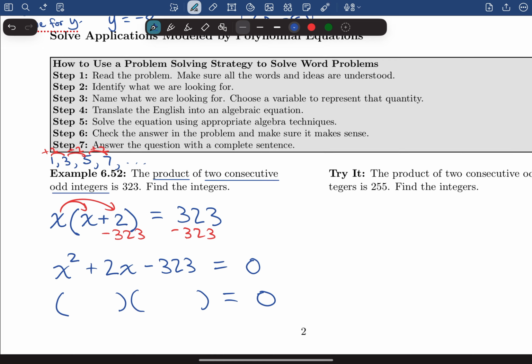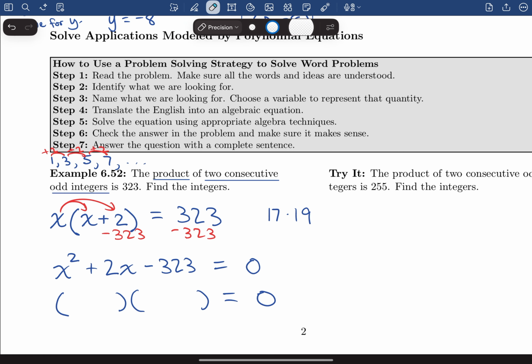And then I ask myself, well, what would this factor to? What are the factors of 323? That's a big number, first of all. And so thinking about it for just a second, I end up trying to break 323 into its pieces. And I realize that 323, one of its sets of factors is 17 and 19.